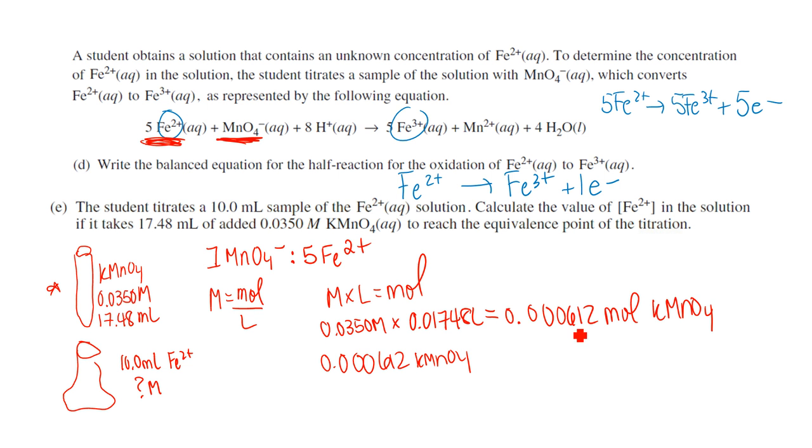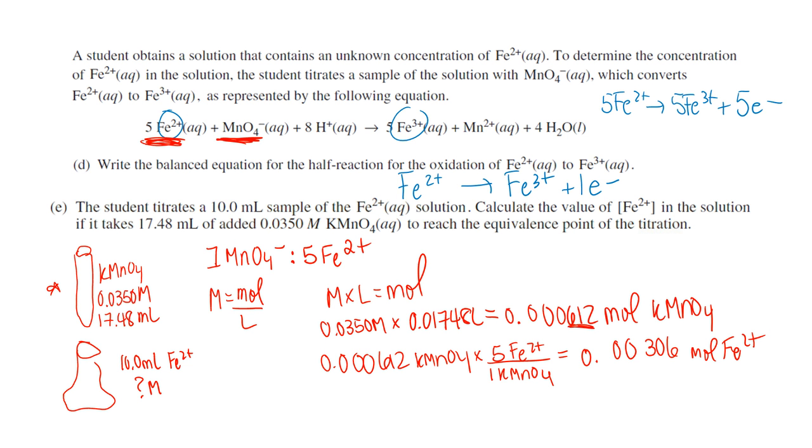Notice this answer is going to have 3 sig figs in it, because my molarity had 3 sig figs, my volume had 4. So this is going to have 3 sig figs in it. And then now I'm going to use my mole ratio. So for every 1 KMnO4, we react 5 irons. So the iron's going to be 5 times as much there. So we got 1, 2, 3, 0, 6 moles of iron.